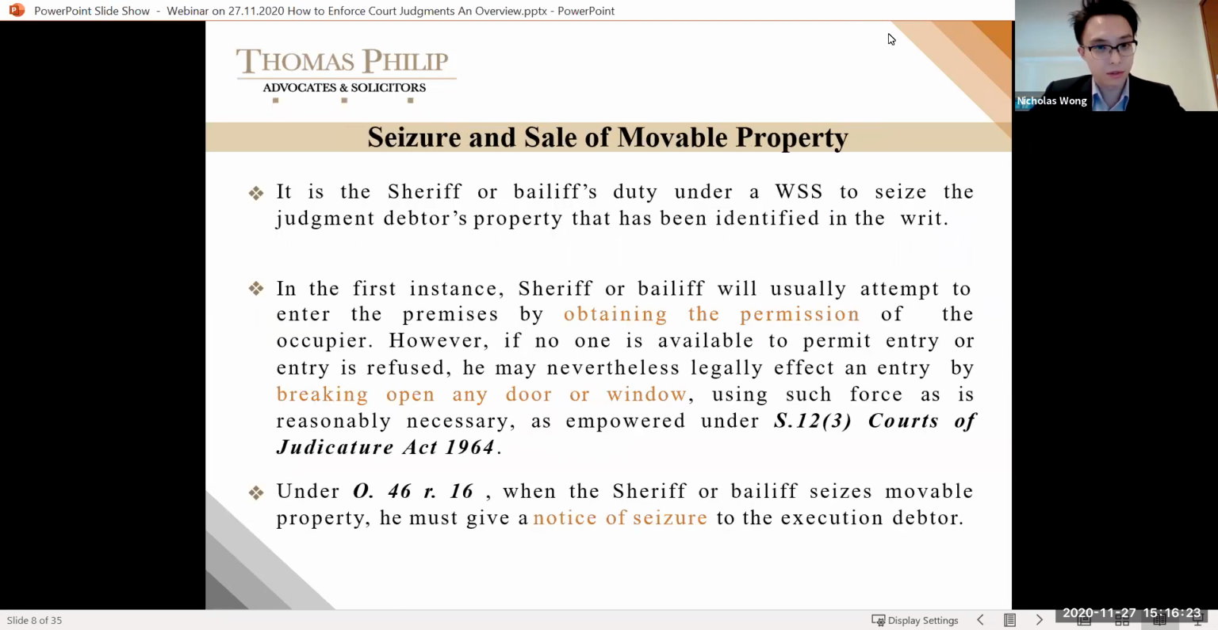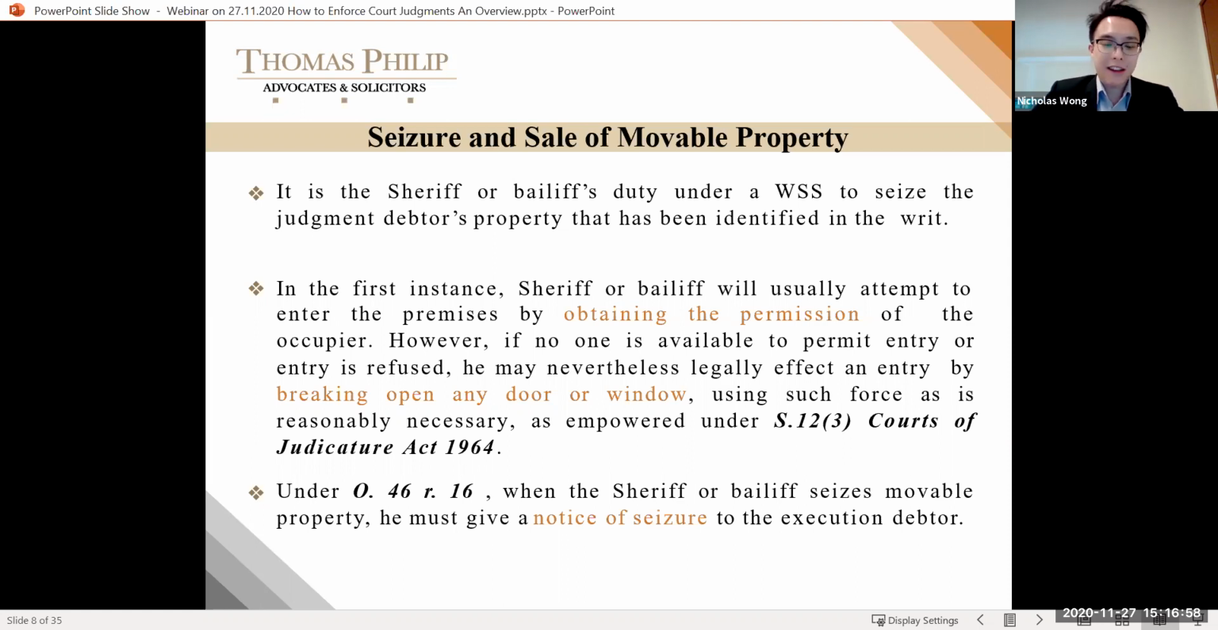Now, what happens when you get your writ of seizure and sale? At that point, it's the sheriff or bailiff who will essentially be doing the legwork for you, so to speak, right? They will go to the person's address, their premises. They'll try to get in, and of course, within all reasonable boundaries, they will try to do it in a pleasant way, let's say, right? They'll try and get permission from the person. They'll let them know what they're there to do, right? This is not some gangster thing where they break down your door, unless absolutely necessary, right?